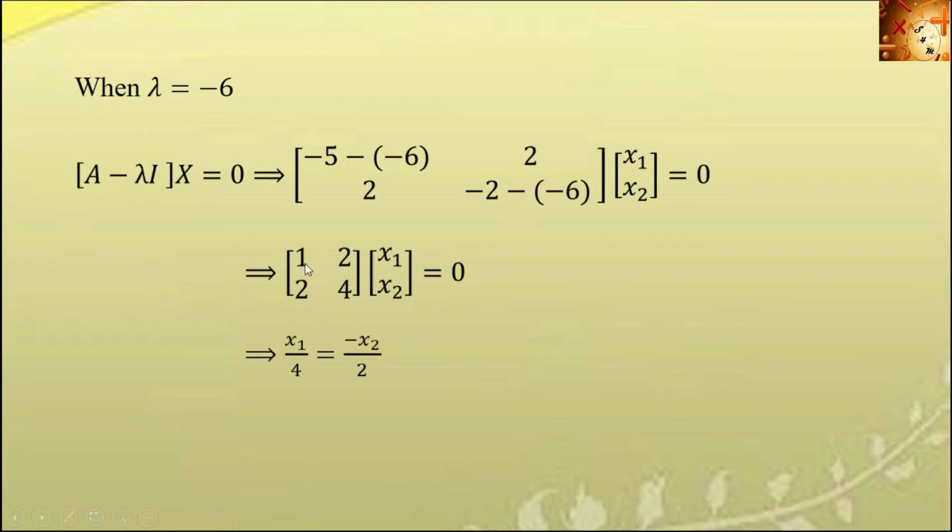Here also, x1 divided by a11, deleting the corresponding row and column, we get 4. So x1 divided by 4 equal to minus x2 divided by 2. That is x1 equal to 4 and x2 equal to -2. Then the vector [x1, x2] is [4, -2]. Here 2 is a common term, so 2 into [2, -1]. So we take the eigenvector x2 as [2, -1]. So these are the eigenvectors.